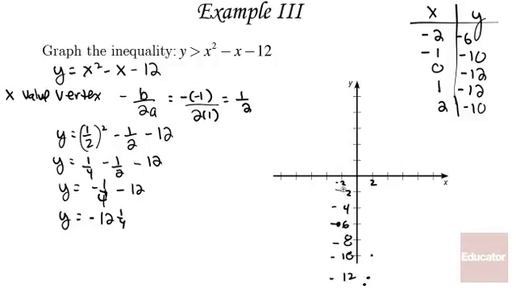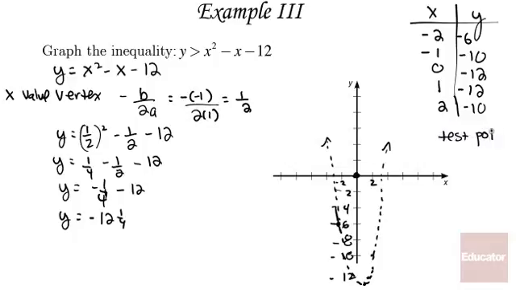So I have a graph right here, and it's actually going to be a dashed line. This is going to give me a parabola that is a dashed line, because I have greater than. So my boundary line is not part of the solution set. So now I have this parabola, and I need to use a test point right here.